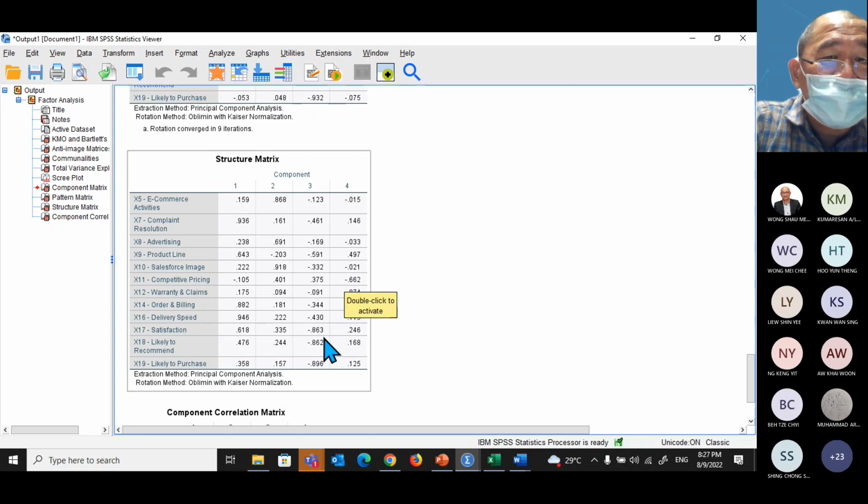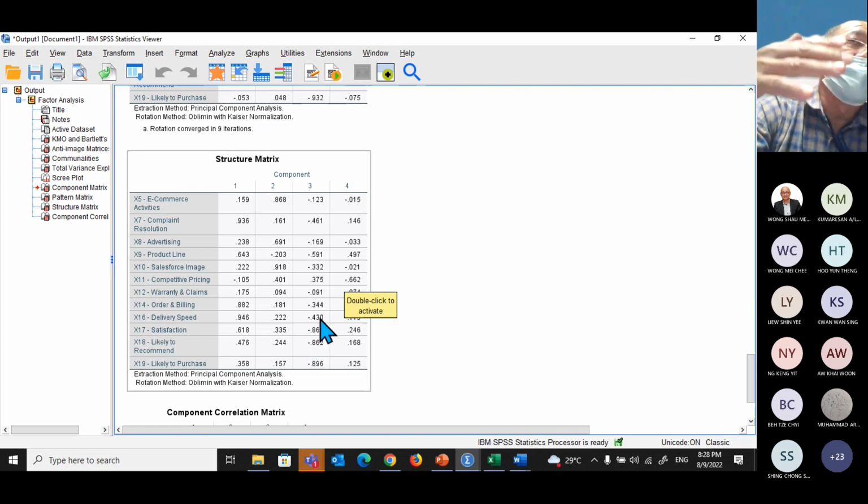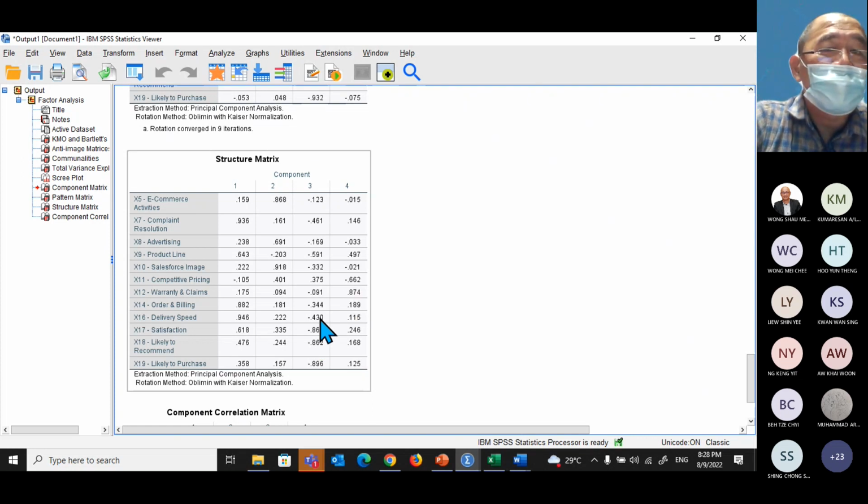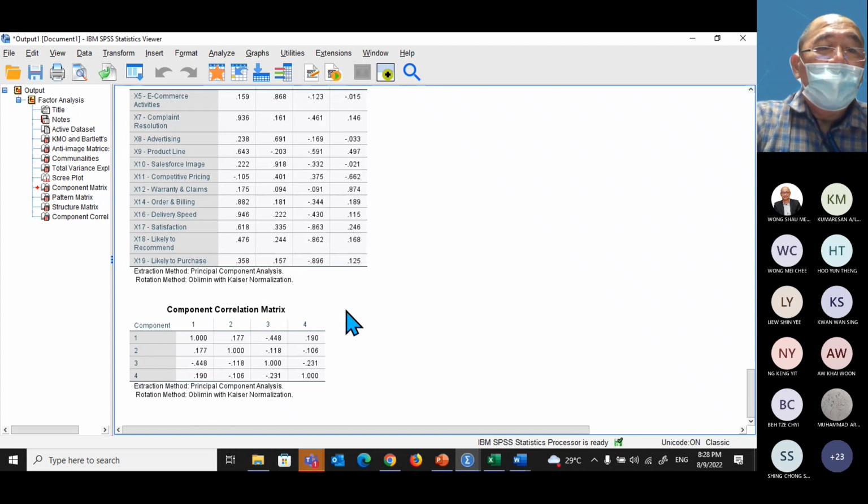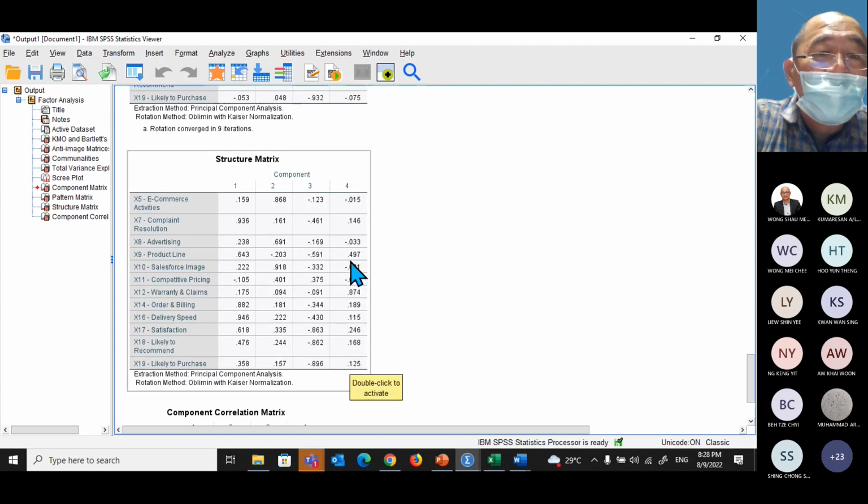Example, satisfaction has a loading of negative 0.863. So we also take the negative 0.863. We don't want the positive 0.618; we want negative 0.863 because that one has the stronger relationship with factor 3. So if factor 1 has a higher positive loading and the other variable a higher negative loading, I choose these two, positive and negative together, for factor 1, and it will have the effect of netting off in the summated scale.